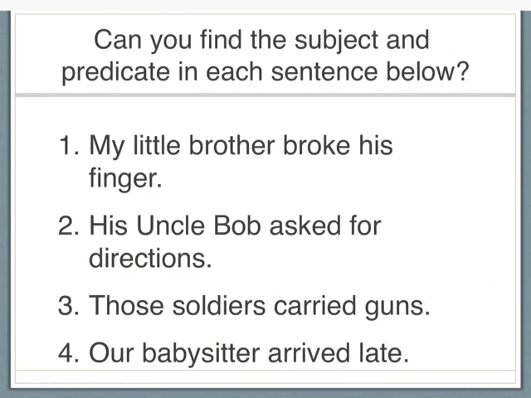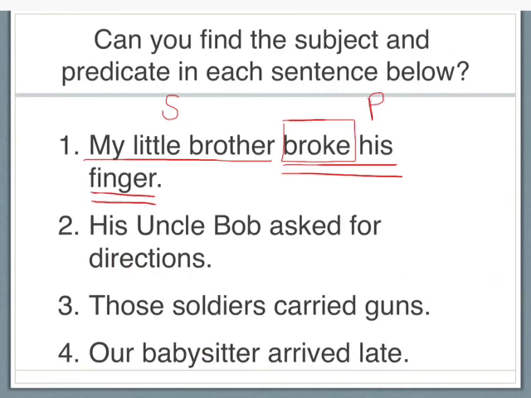Okay, so let's do a couple examples together before you get to do your practice. Let's look at number 1. My little brother broke his finger. You're going to find your verb first because that's your predicate. Broke is going to be your verb. So your predicate starts with the verb and then it's everything else. So your predicate is broke his finger. Who or what broke his finger? My little brother. So we have our subject and our predicate.